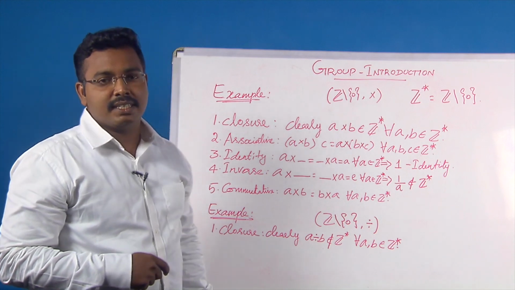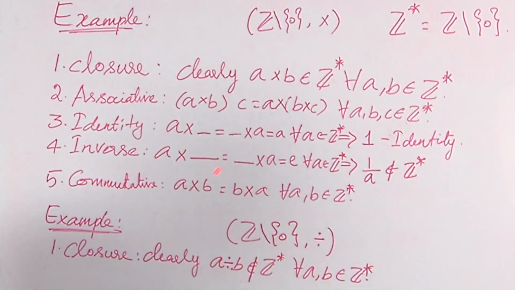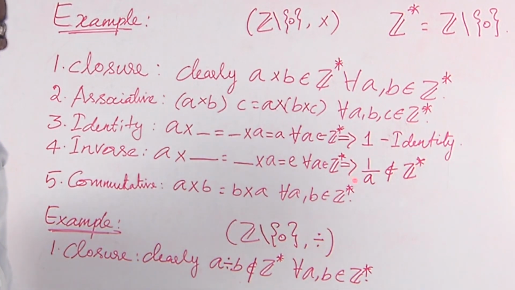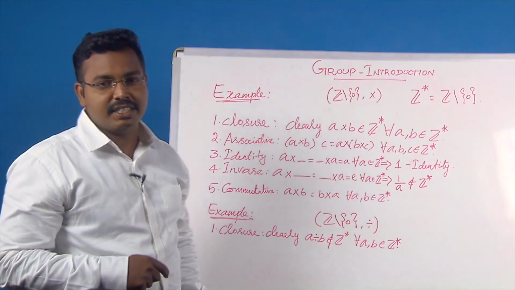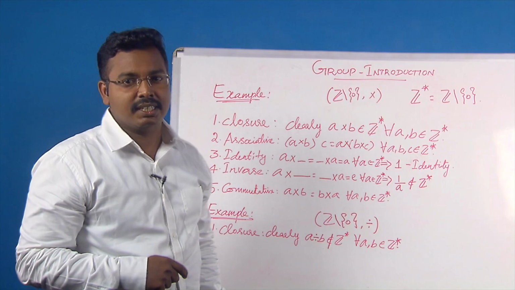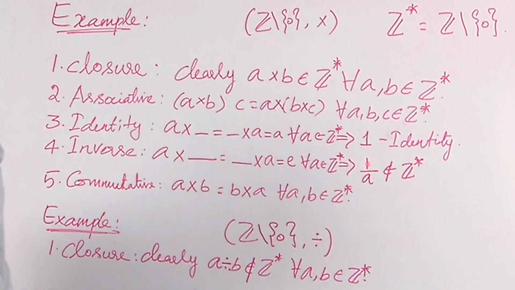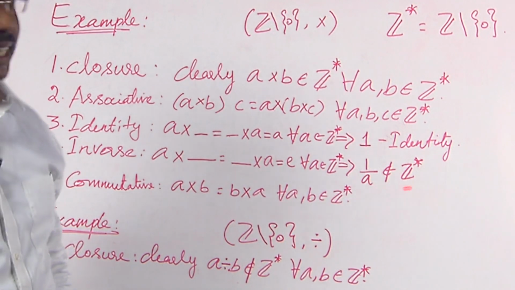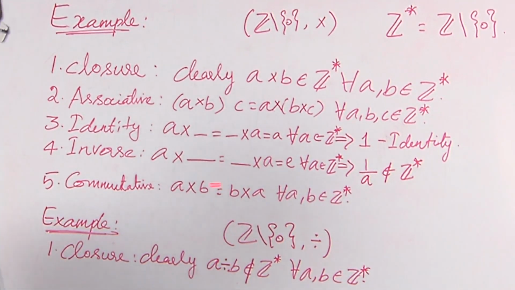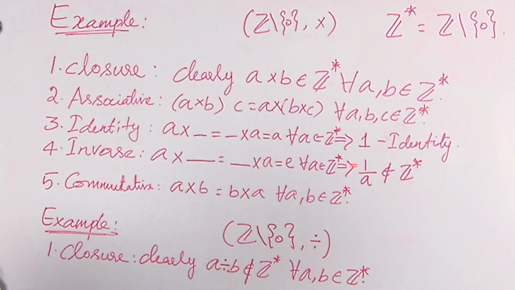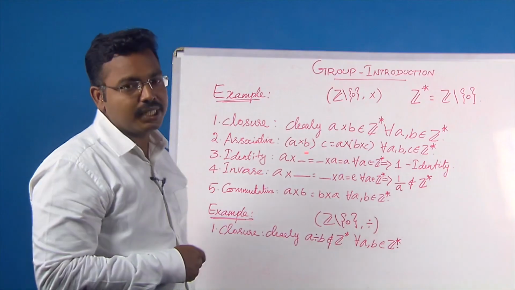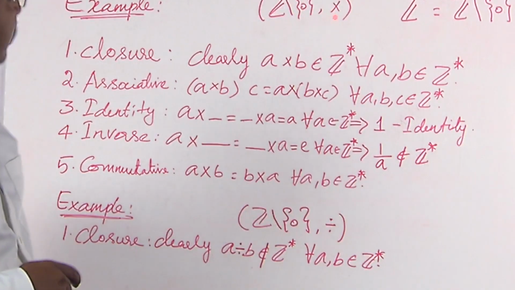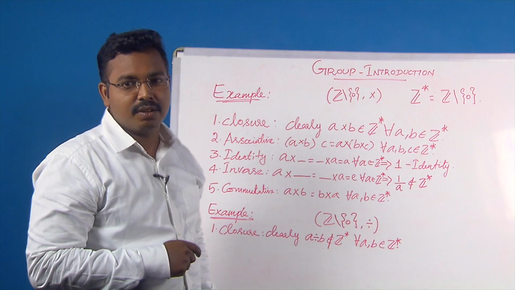So, in the set of all integers, A cross 1 by A equals 1. In integers, take any integer, for example 5, but 1 by 5 is not an integer. Therefore, in general 1 by A is not an element of Z star, except for A equal to 1. So the inverse property does not hold, even though some inverses exist, because the inverse is not in the set. But it satisfies the first 3 properties. Therefore, Z star comma the usual product is a monoid.